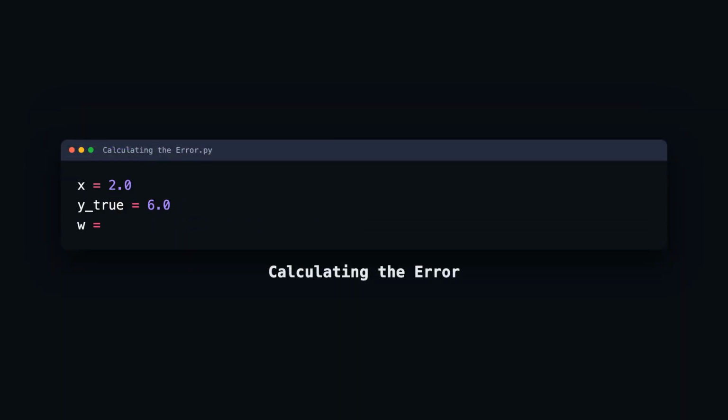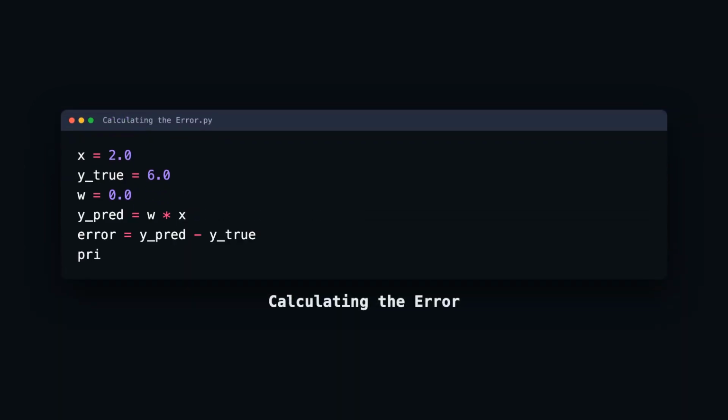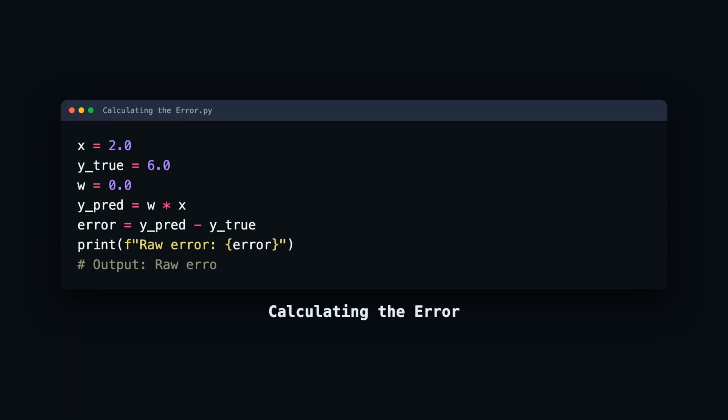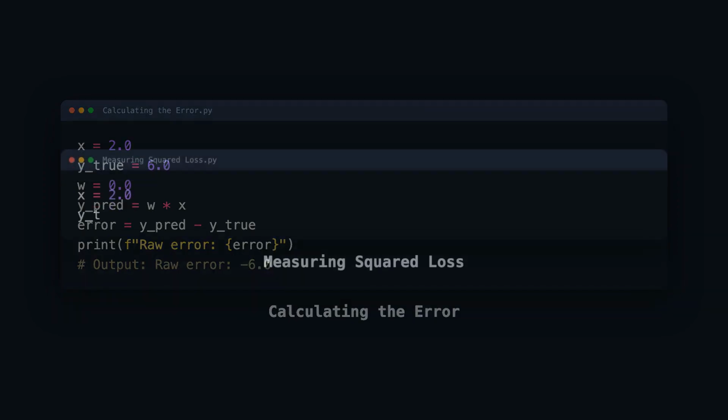To measure exactly how wrong our model's guess is, we need to calculate the raw error. We find this by subtracting the true label from our predicted value, showing us the gap. This raw distance tells us both the direction and the magnitude of our current mistake. In this case, our error is -6, meaning our prediction is much too low. A common error is subtracting the values in the wrong order, which flips the sign and confuses the update logic later.